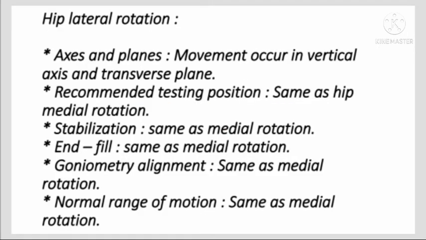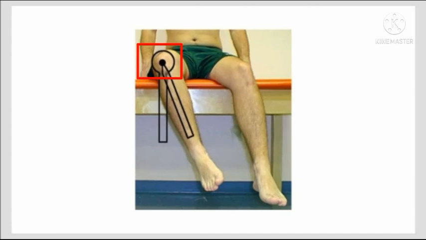Hip lateral rotation. Axis and planes. Movement occurs in the vertical axis and transverse plane. Recommended testing position, stabilization and end feel are the same. Goniometry alignment and the normal range of motion are the same as medial rotation. Center the fulcrum of the goniometer over the anterior aspect of the patella. Proximal arm should be perpendicular to the floor. Distal arm should be at the anterior aspect of the leg.